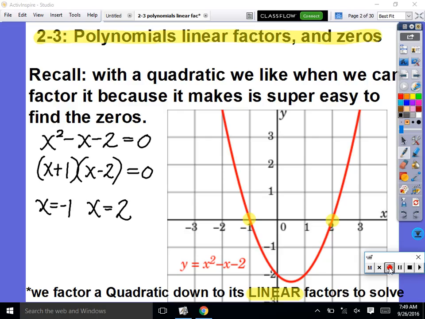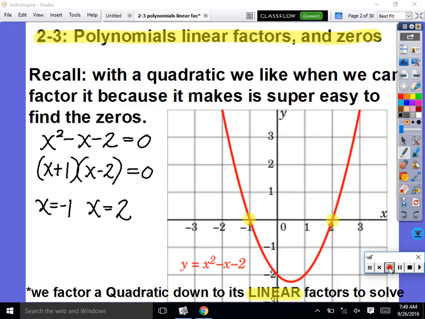So recall with quadratics, we like when we can factor the quadratic because then it makes it super easy to find the zeros, right? When we factor it, what we're going to do if we're solving is we're going to set the factors, the linear, degree 1. Do you see how these are linear factors, degree 1, degree 1? If a quadratic is factorable, we love it because then it's easy to solve. We find the zeros by setting each of those factors equal to 0 and solving. So right here, you would see that we get x is equal to negative 1 and x is equal to 2.